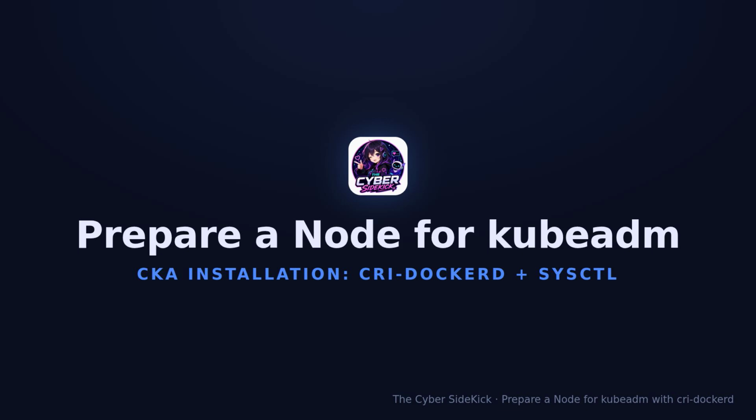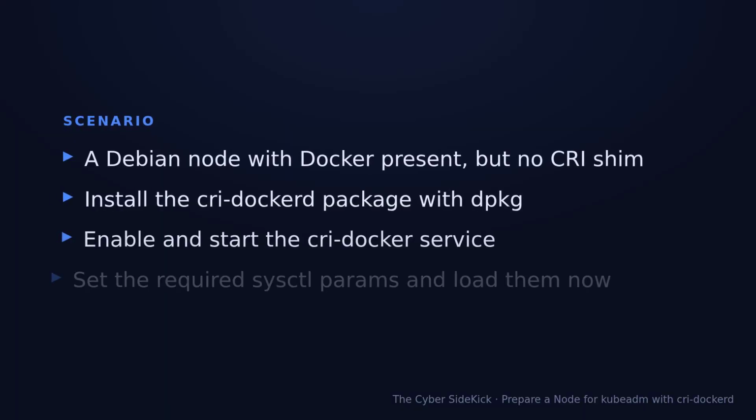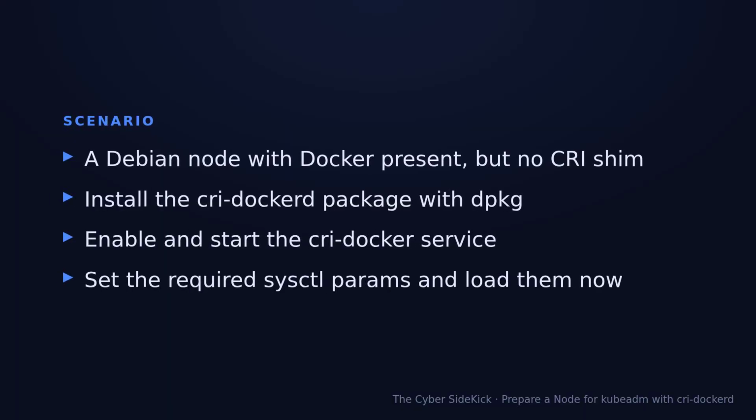Let's walk through it. Docker is already installed on this node, but kubeadm cannot talk to Docker directly anymore. You install cri-dockerd, the shim that lets the kubelet use Docker as a container runtime. Then enable its service. Then set the kernel parameters Kubernetes networking depends on, and load them without a reboot.